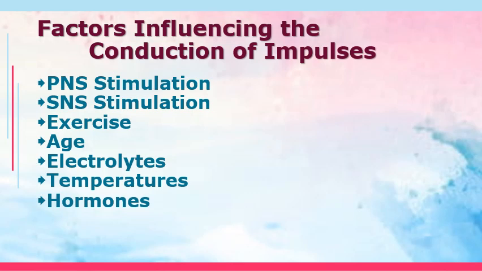Then you have your SNS stimulation. You have your sympathetic nervous system. When I say sympathetic nervous system, that is your fight or flight response. So what is the effect of your fight or flight response on your heart rate? The possibility is for your heart rate to be increased. In your SNS, or sympathetic nervous stimulation, what happens is that the beta 1 receptors which are present in your SA node are being stimulated.